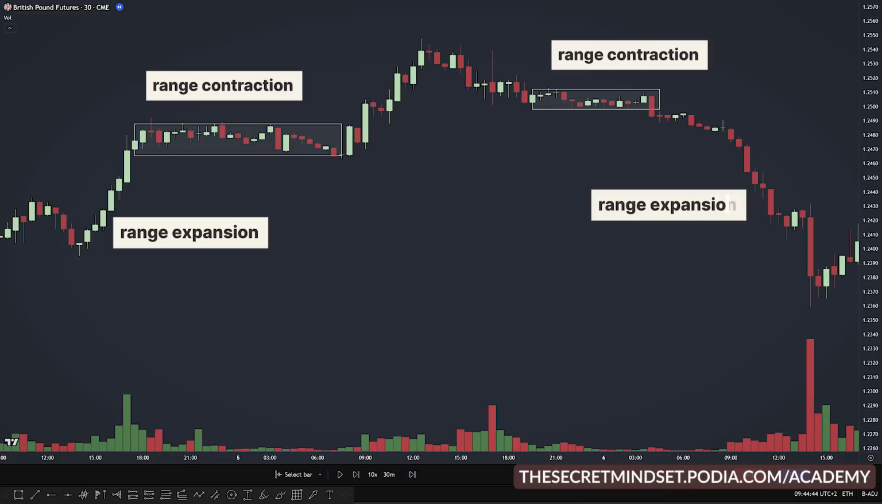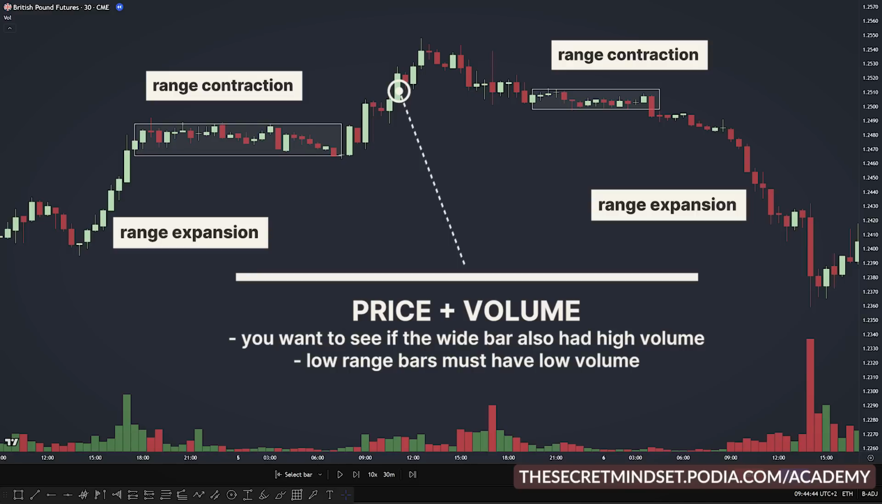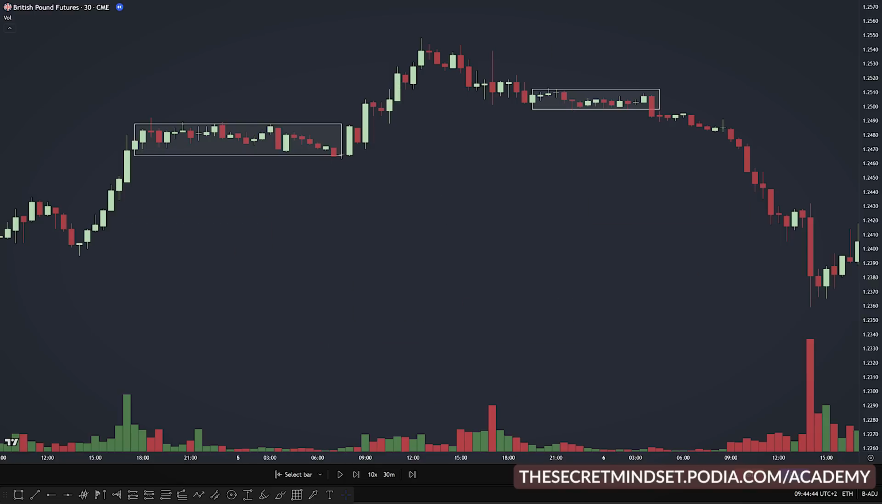It shows if the market is active or calm. This direct reading helps keep the focus on price. Of course, you must pair it with volume data. You want to see if the wide bar also had high volume. That's strong commitment from big players.